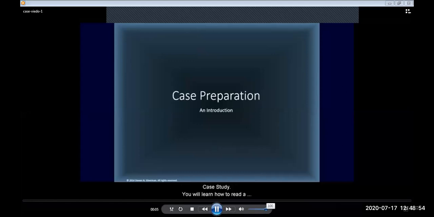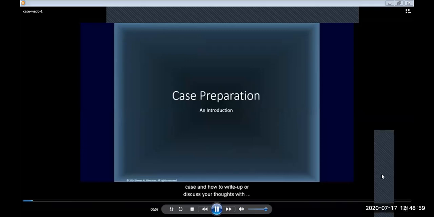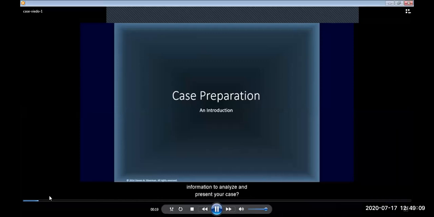Business case study. You will learn how to read a case and how to write up or discuss your thoughts with others. Cases test your creative thinking and analytic skills. Can you see the big picture and the dirty details? Can you use the available information to analyze and present your case? I'll present ideas that help you answer these questions.